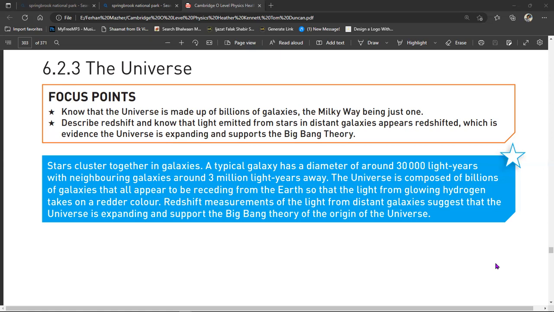Stars cluster together in galaxies. A typical galaxy has a diameter of around 30,000 light years, with neighboring galaxies around 3 million light years away. The universe is composed of billions of galaxies that all appear to be receding from the Earth, so that the light from glowing hydrogen takes on a redder color. Redshift measurements of the light from distant galaxies suggest that the universe is expanding and support the Big Bang theory of the origin of the universe.